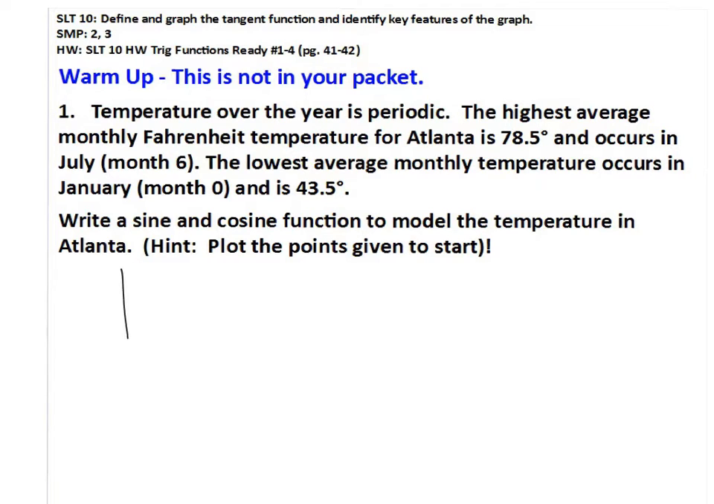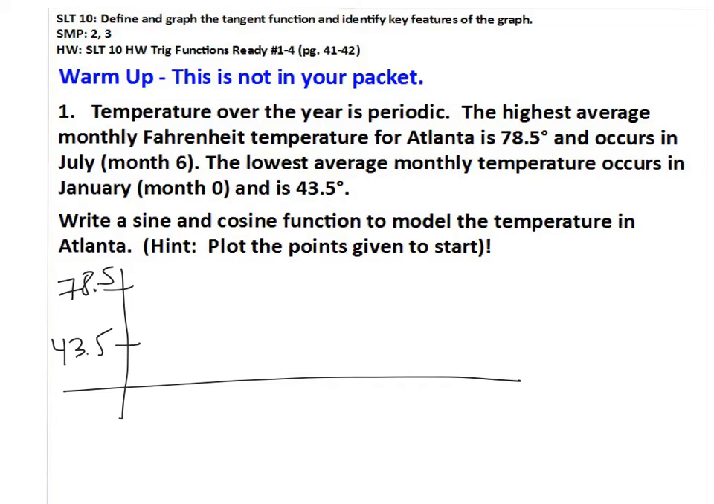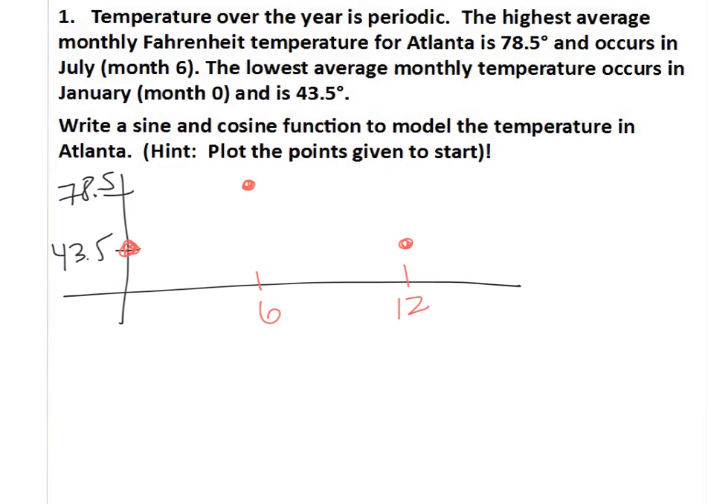So if I'm going to make a sketch of the data, it says the highest temperature is 78.5 and the lowest is 43.5. In month 0, we're at the low. In month 6, we're at the high. So that means 6 months later again, we're at the low. So if I connect my points, oh, I missed. That's right, you get the idea.